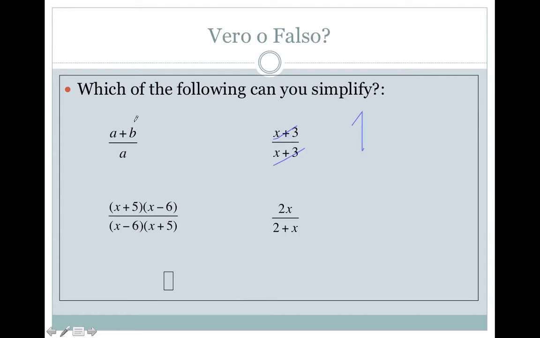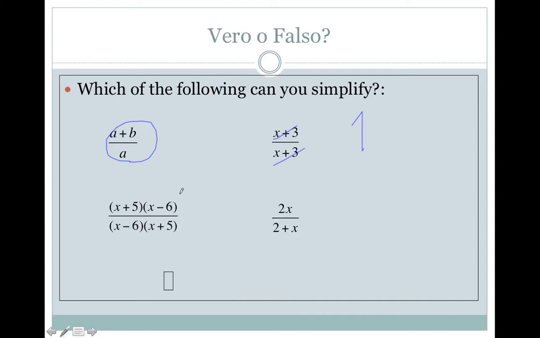But if you look here at a plus b over a, we have an addition sign. We do have an a and an a here, but because it's added, we cannot cancel, we cannot simplify, and a plus b over a will be our simplest term.